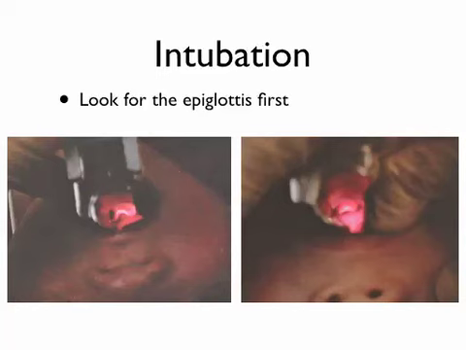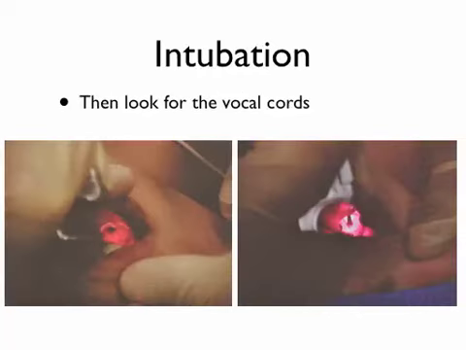Depending on the size and shape of the epiglottis, and also whether it's a straight or a curved blade, you may be able to elevate the epiglottis by pushing into the vallecula, which is the space just above the epiglottis, like in these pictures here, or you may actually put the blade of the laryngoscope underneath the epiglottis and pick it up out of the way. And once you elevate the epiglottis out of the way, then you should get a view of the vocal cords.